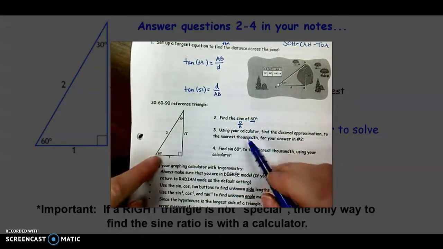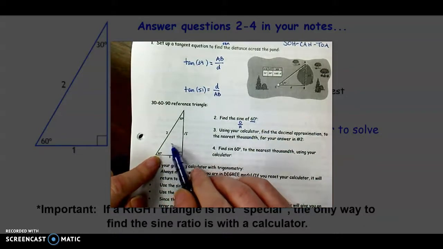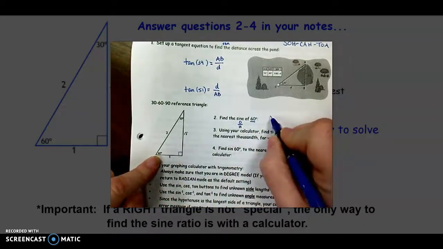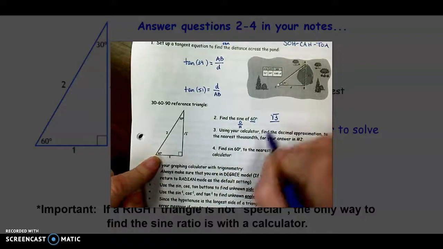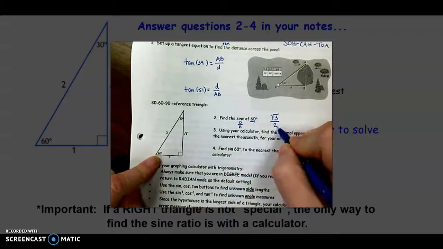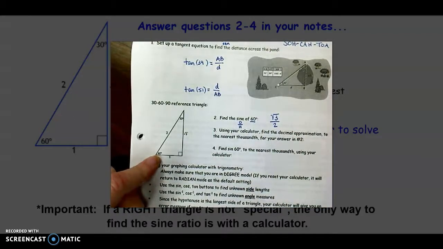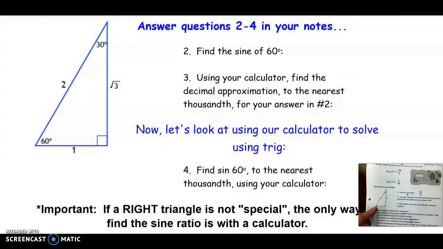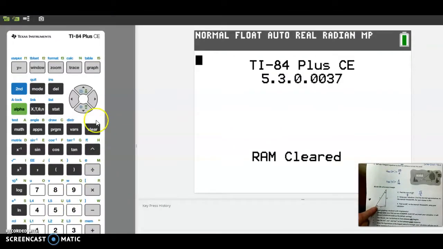So from the 60-degree angle's perspective, the opposite side would be the square root of 3, and the hypotenuse, always across from the right angle, is 2. So we're going to use our calculator to find the decimal approximation to that, rounded to the nearest thousandth. Now remember, I'm not sure if we talked about this in the first lesson or not, but anytime you do trig in your calculator, the mode will matter.